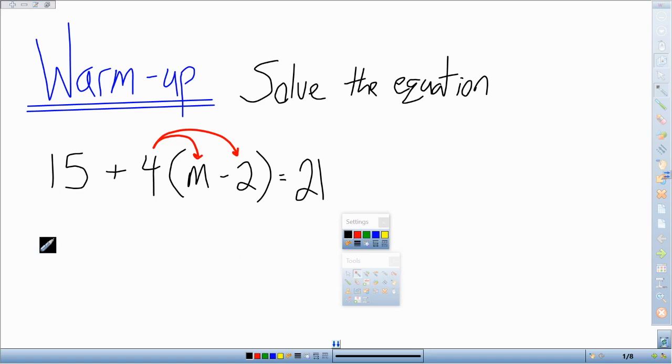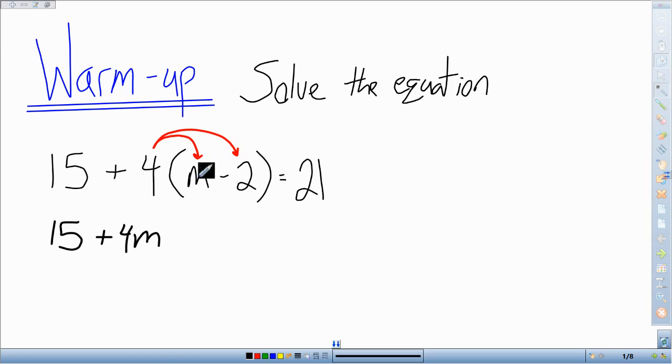Okay, I'm going to go ahead and just bring down everything else. So we got a 15, 4 times m is a positive 4m. 4 times negative 2 is negative 8 equals 21. Okay, from here, I'm just taking a look and see if there's any other simplifying I can do. And it looks like, yeah, we have some subtraction we can do here. So that's probably where I'd want to start.